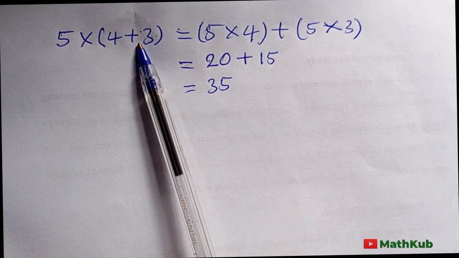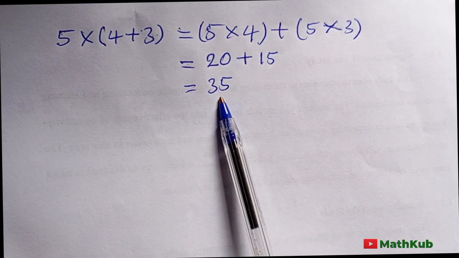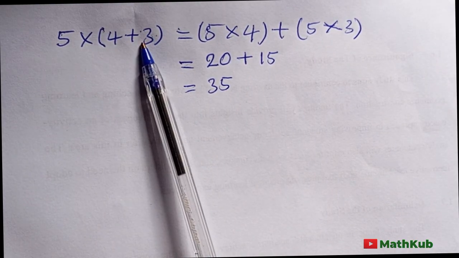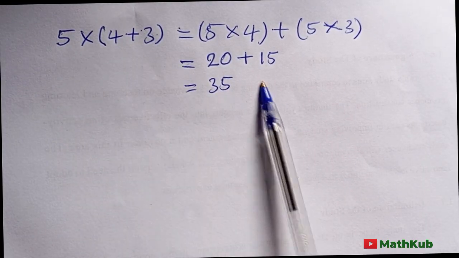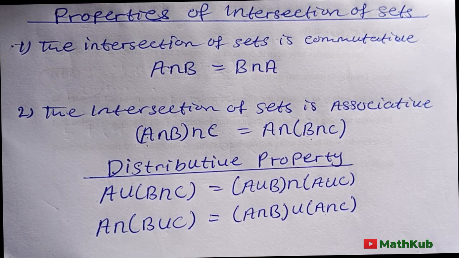Okay, let's take this one and see whether we will have this 35. 4 plus 3 is 7. 7 times 5 is 35. That is what we call the distributive property.